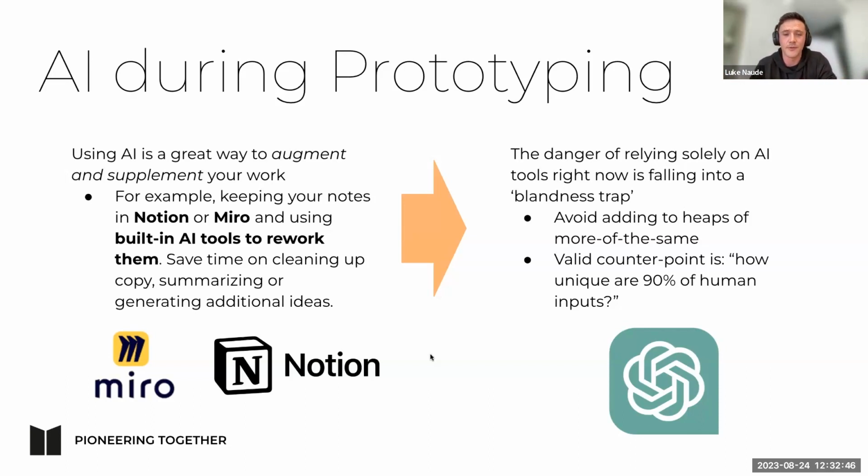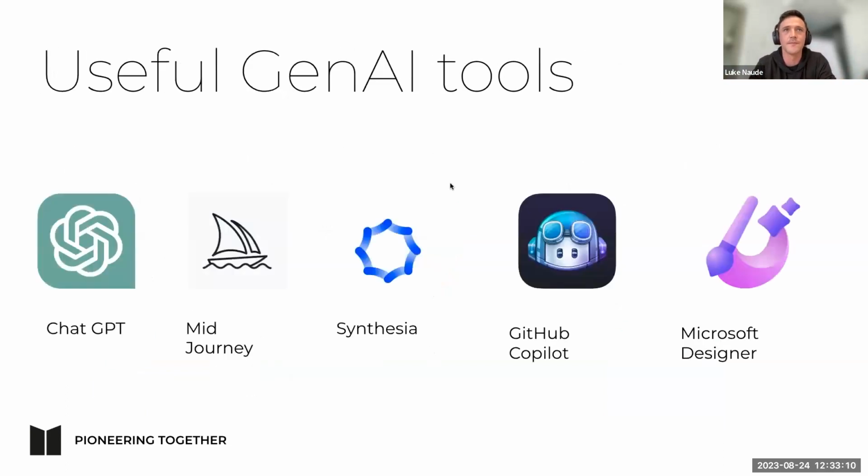The valid counterpoint when I've brought this up in discussion with people is, well, how unique is 90% of human input? So I do understand that even when we as humans are creating ideas, sometimes we're also creating things that are not necessarily unique. It's more about execution than it is about whether or not the specific thing is new. So that's a little bit of groundwork.